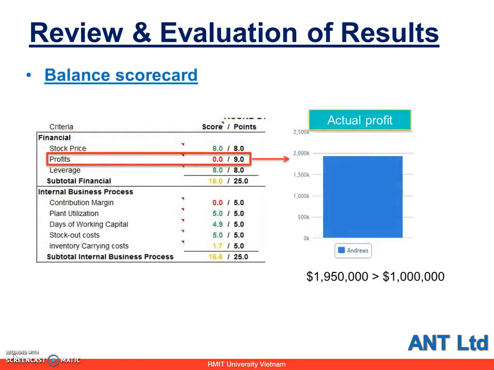Secondly, in financial perspective, the profit of our company is very low, which is lower than $1 million, because we planned the worst case for this year. However, the actual profit we achieved this year is richer than expectation, which is approximately $2 million.